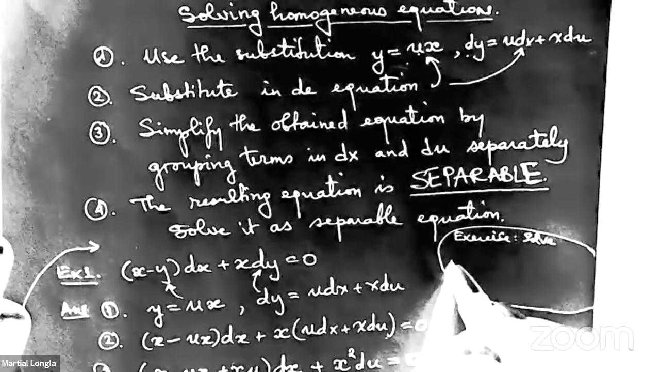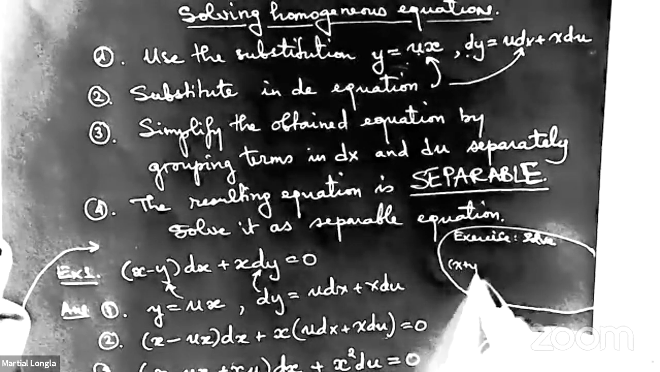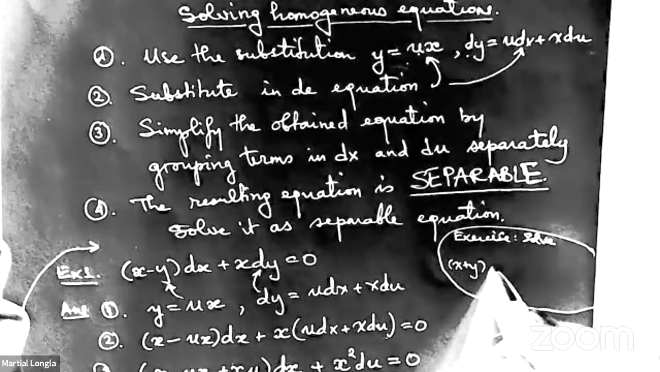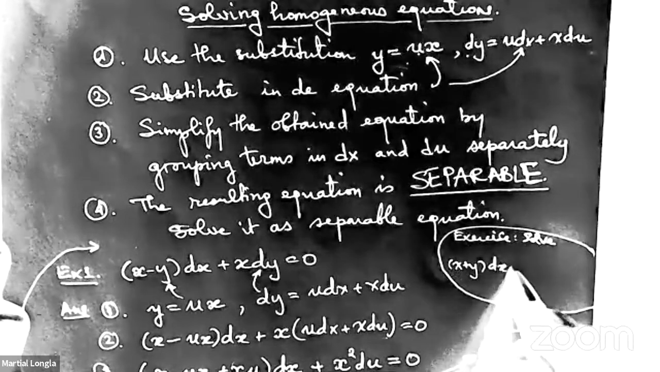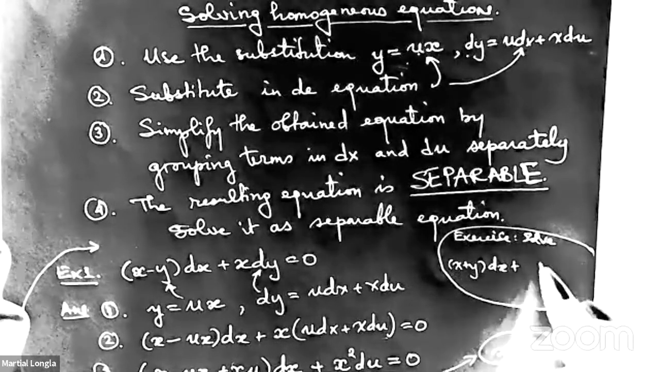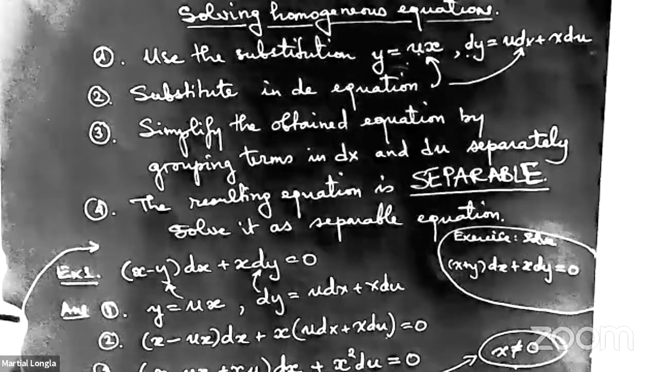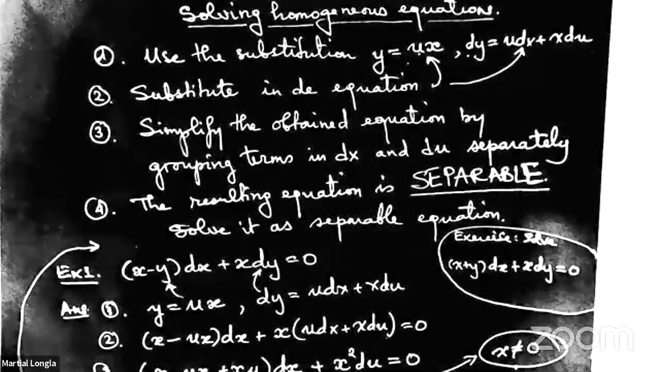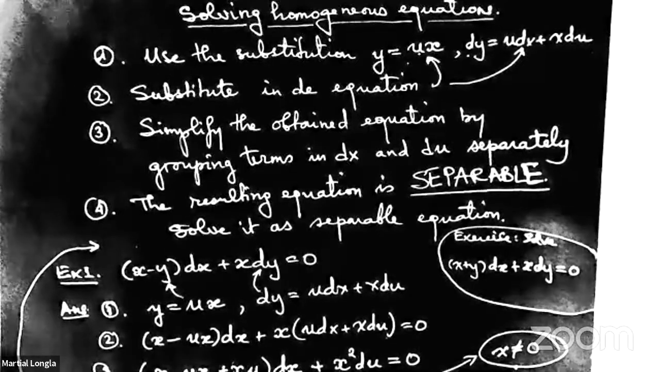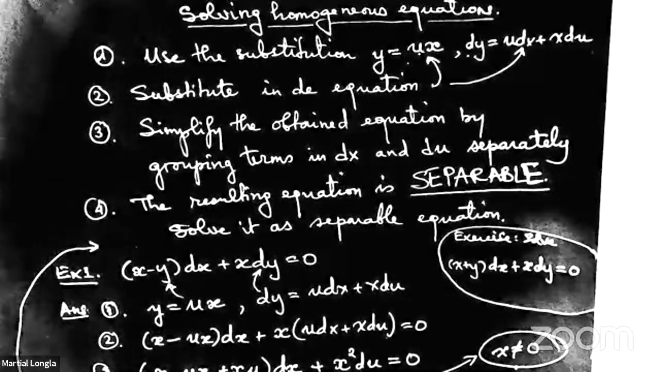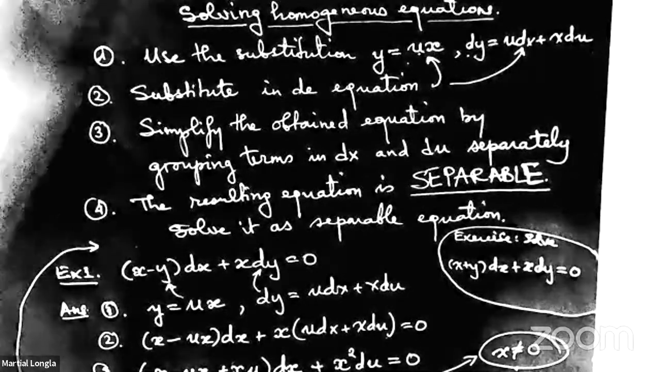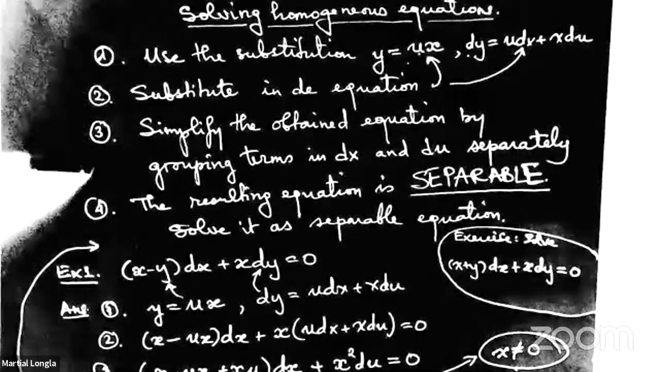That'll be (x plus y) dx plus x dy equals 0. And I'll give you 5 minutes on this. It's exactly the same as what we just did, just that some signs change, right? And then you follow the same steps that we have here.